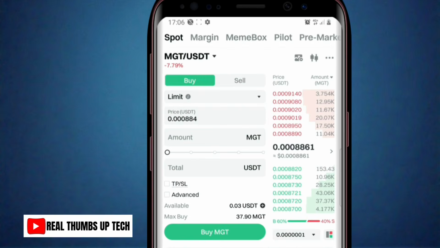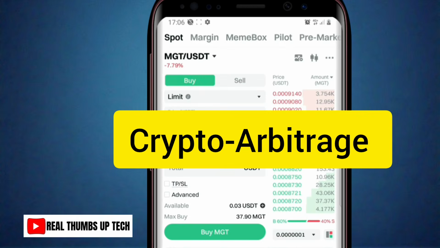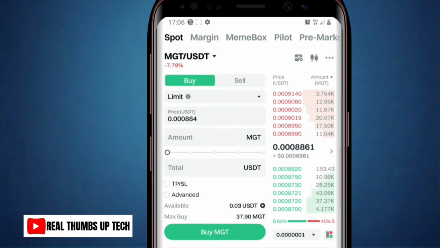So this is called crypto arbitrage, and this is how it works. You buy on the exchange that has the particular pair you want to trade at a lower rate. Then you find another exchange that has the same pair at a higher rate. Then you sell it there. But the problem is, how can you find these coins?